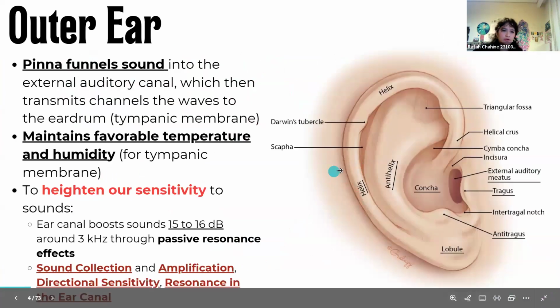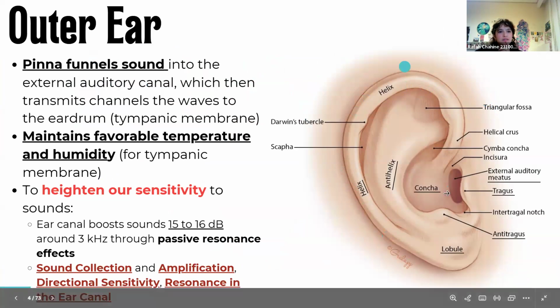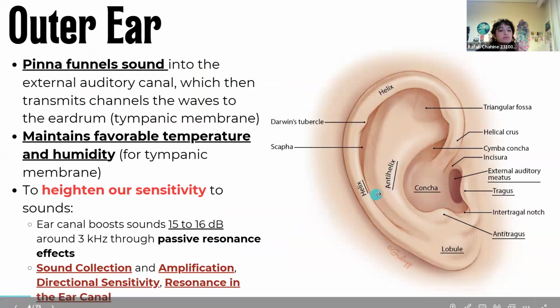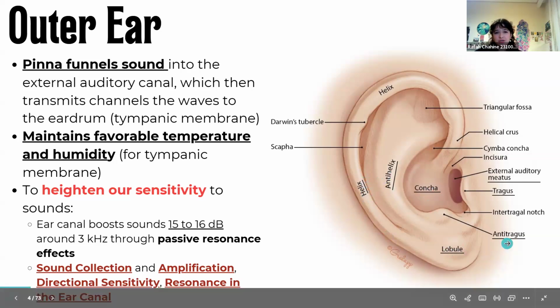In the outer ear, the visible area is what we call the pinna or the auricle. Those two terms are used interchangeably. So this entire thing is considered the pinna or the auricle, and the specific parts of it that we want to highlight are those that are underlined: the helix, antihelix, concha, lobule, antitragus, tragus, and external auditory meatus.